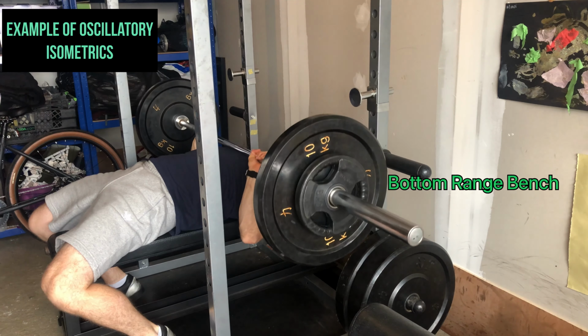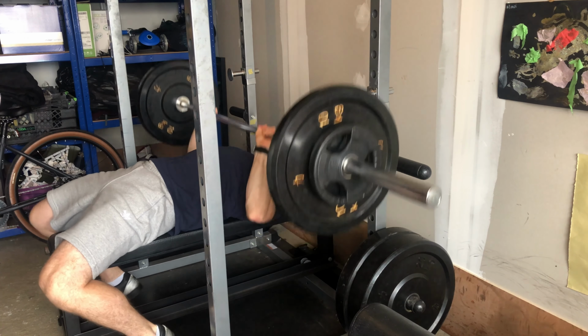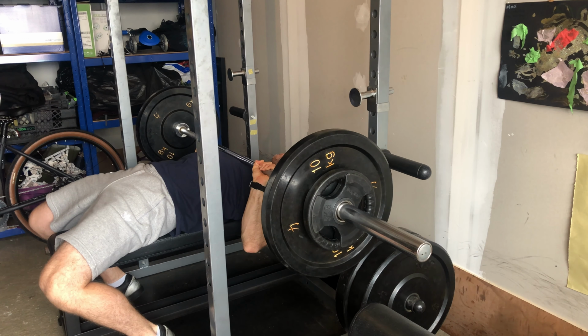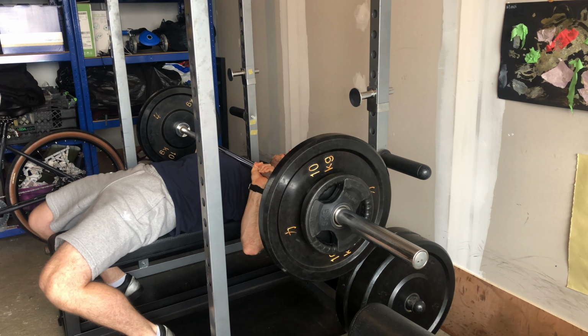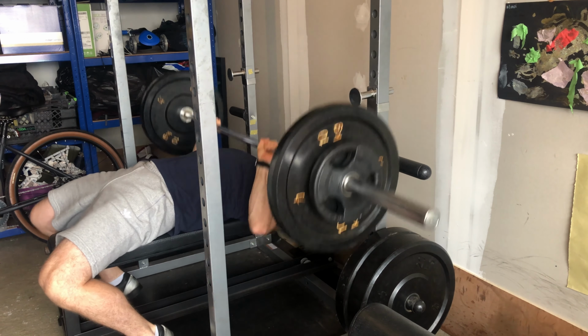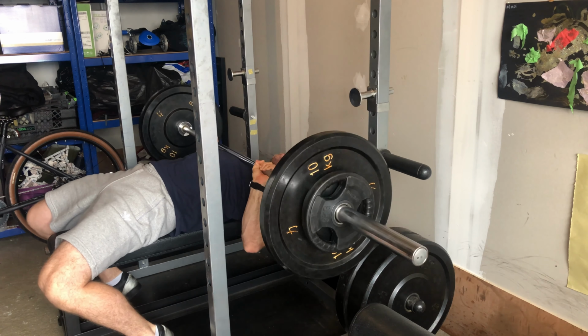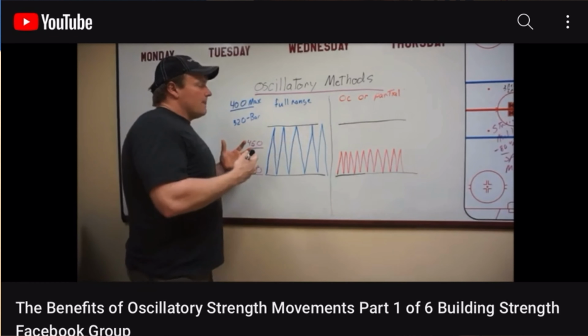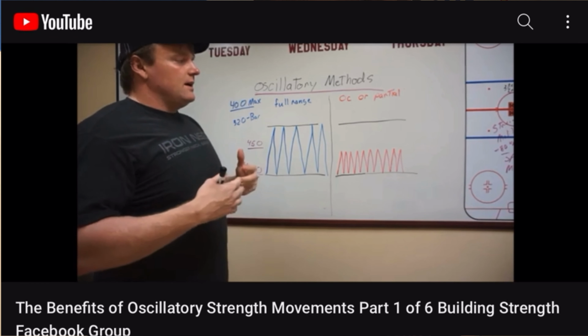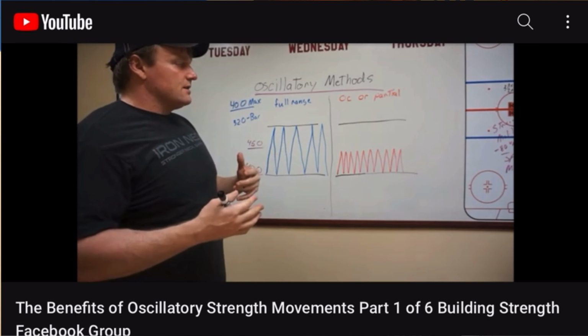Oscillatory isometrics are pulsing movements worked over small joint ranges. It is suggested that these rapid contraction and relaxation oscillations create reciprocal inhibition, which may result in increased rate of force development. This type of isometric is covered extensively by Cal Diaz on his channel, so I'd highly recommend you go and check that out.